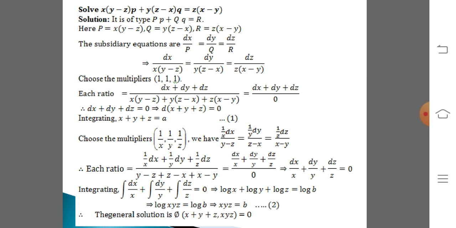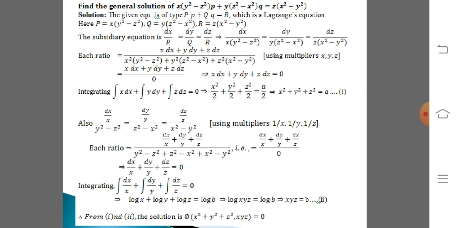So equation 1 is of the form u equal to some constant. Equation 2 is of the form v equal to some constant. Therefore the solution is phi of u comma v equal to 0, that is phi of x plus y plus z comma xyz equal to 0, which is the required solution of the given Lagrange's equation.